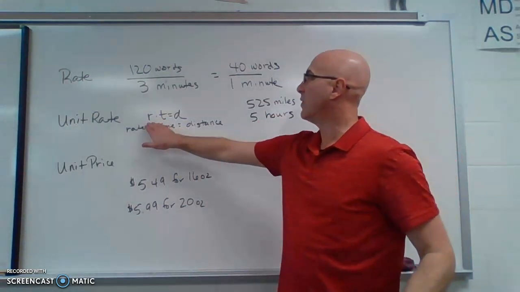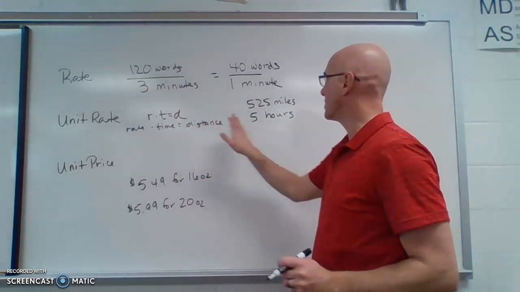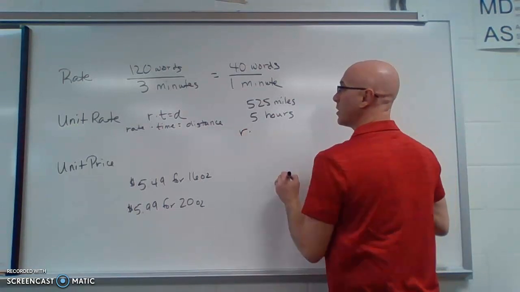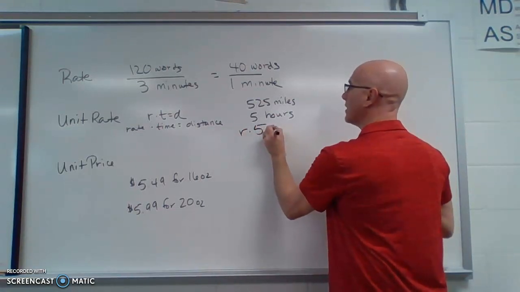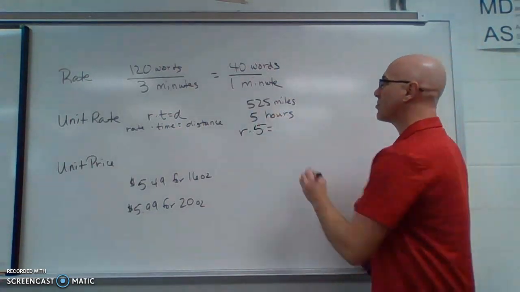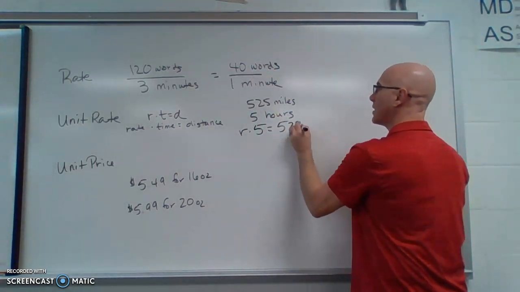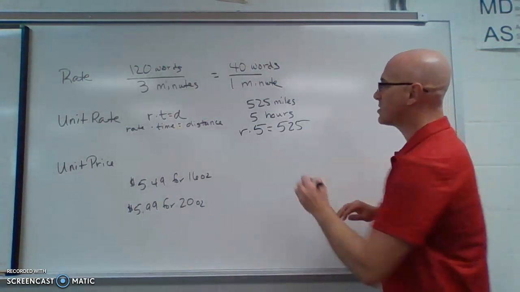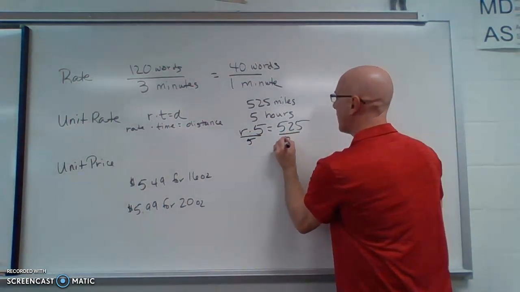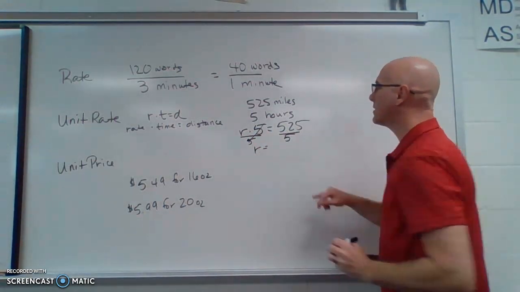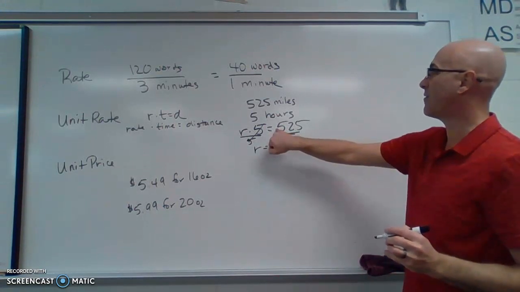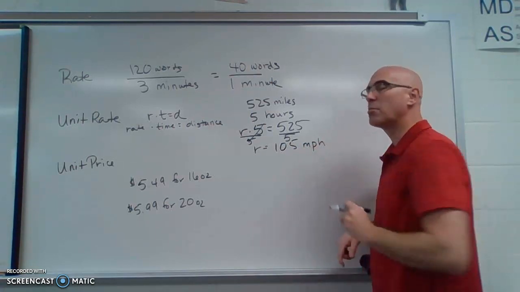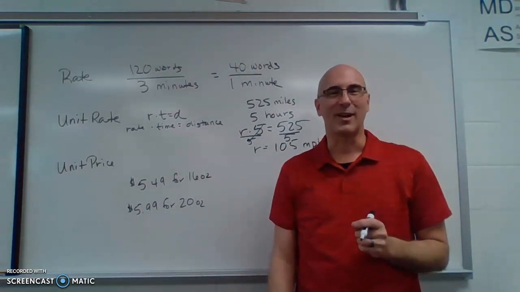We can take this formula, rate times time equals distance, plug in what we know, and we could find our rate. So the rate we don't know, the time is 5 hours, and we are traveling 525 miles. Now this is just a one-step equation. We are going to divide both sides by 5. So my rate is, if I divide 525 by 5, I get 105 miles per hour. So I'm driving pretty quickly, aren't I?